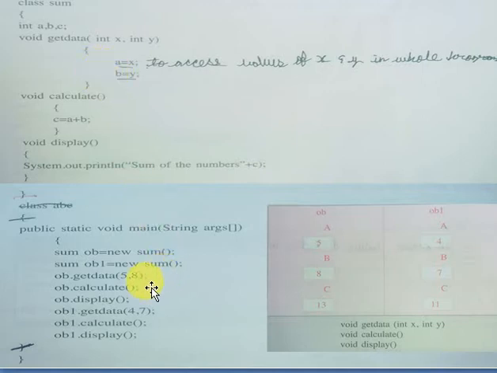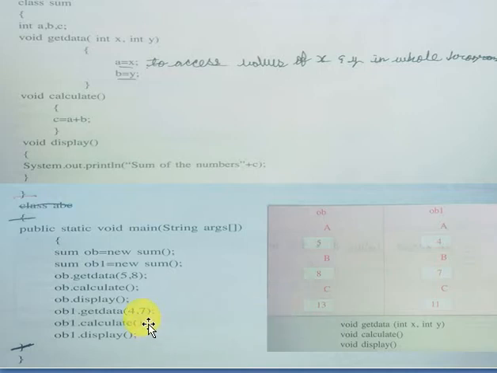Then ob.calculate. The calculate function is called with respect to ob. So already a and b have values for ob. So c is equal to a plus b. These two are added and we got 13 in c of ob. Then ob.display. The display function, when we call it, displays the sum of these numbers. The sum of the numbers is equal to 13. See, we have done everything with the first object. See, functions are common for all the objects, but data members are separate for each object. So whoever calls the function, their data members are accessed.